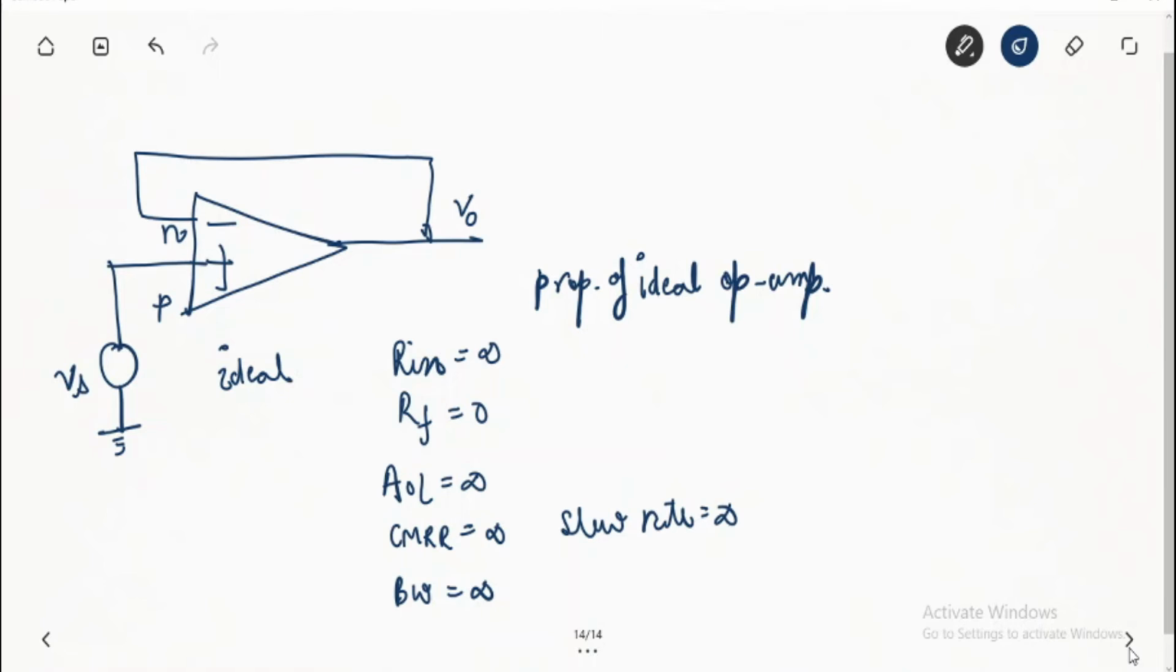Now we have given a negative feedback where I have taken RF is equal to 0 because I'm just discussing about the ideal. And here what we will be using is the concept of a virtual ground. Virtual ground means the potential that is being provided at P will be reflected here at N. In some other lecture I will be discussing in more detail about virtual ground or virtual short.